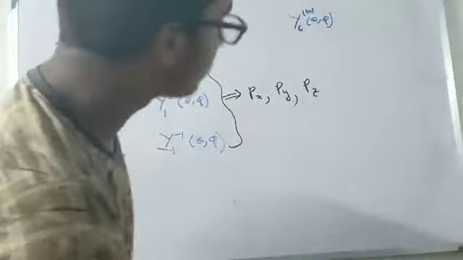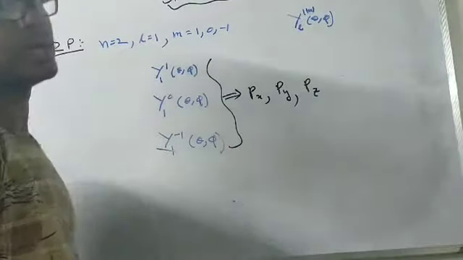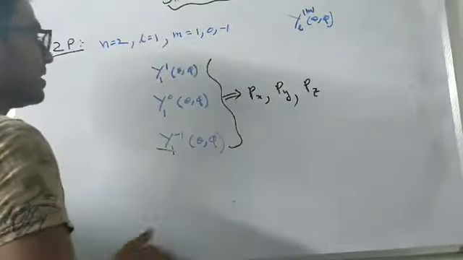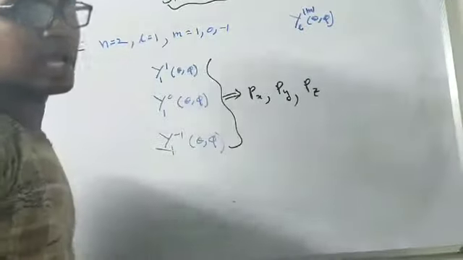Now we will try to find the shape of the p orbital and the meaning of px, py and pz from this angular wave function.